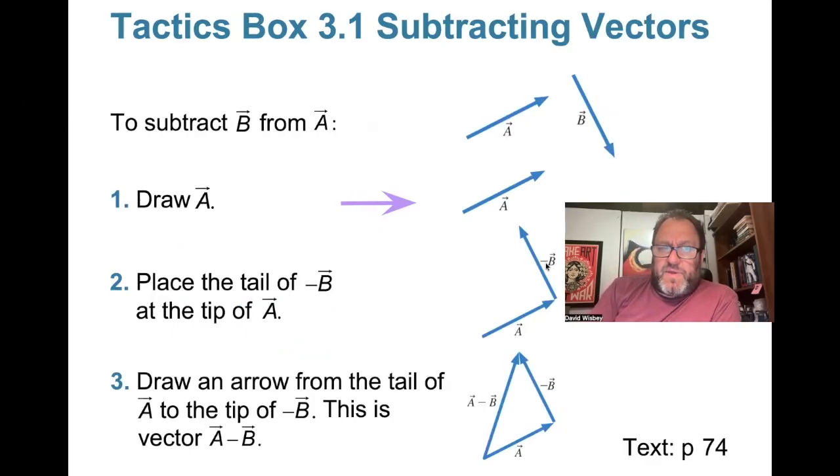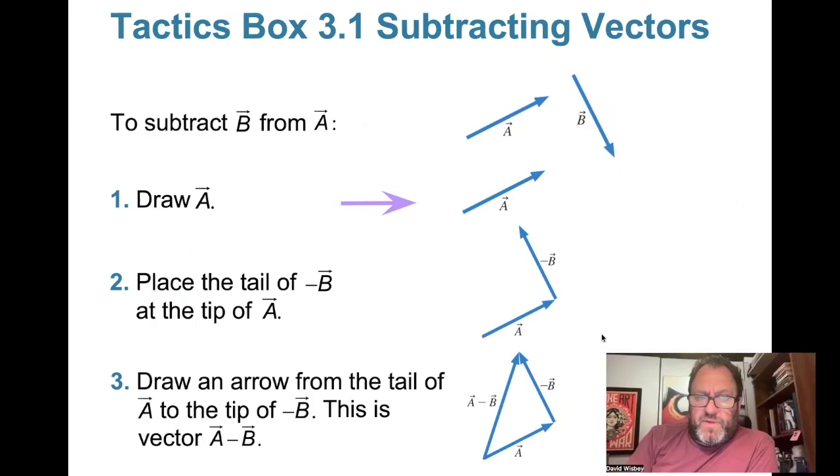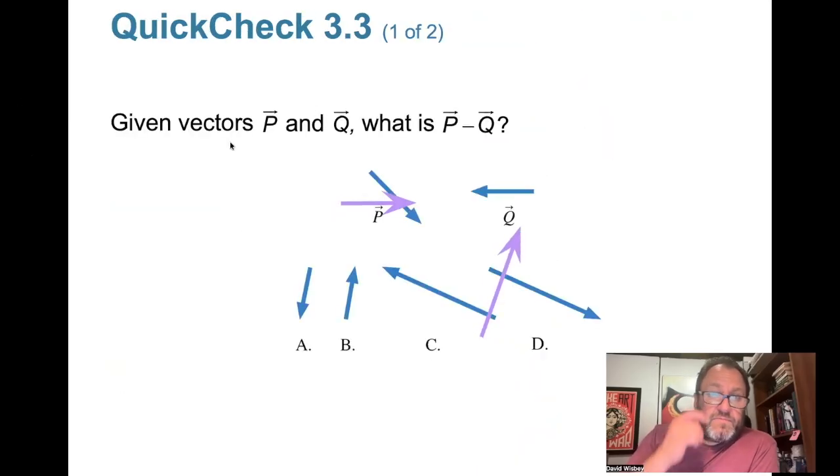To subtract B from A, draw A, and then place the tail of negative B at the tip of A. It just flipped the direction. Then we draw a vector from the tail of A to the tip of negative B, and that is A minus B. That's our new vector. So we just connect these right here. Then you're just going to draw your arrow right there. That's A minus B.